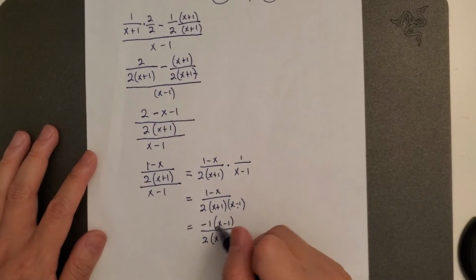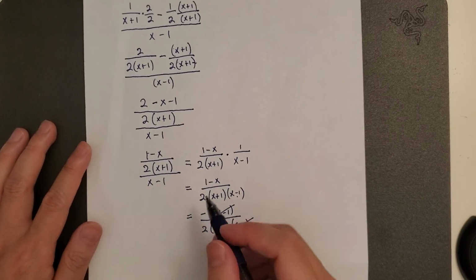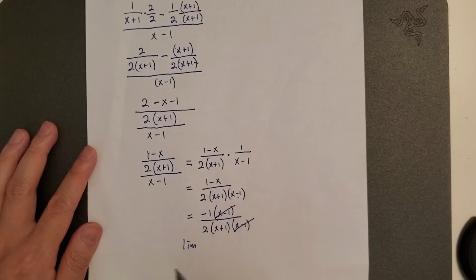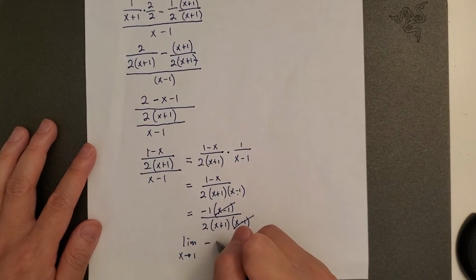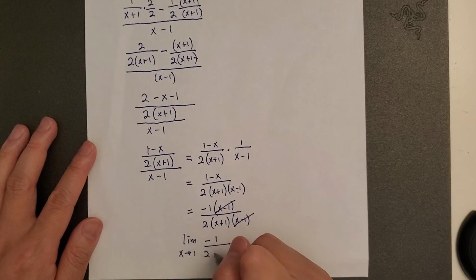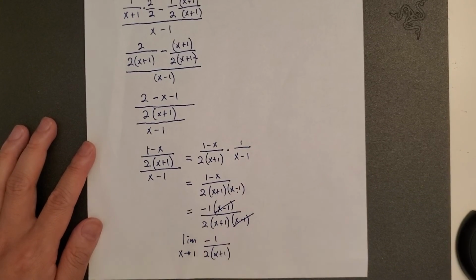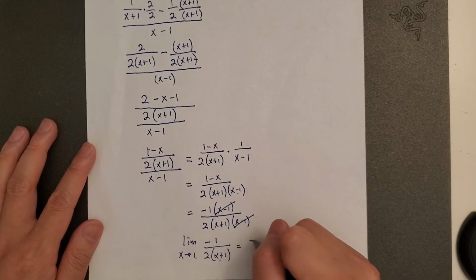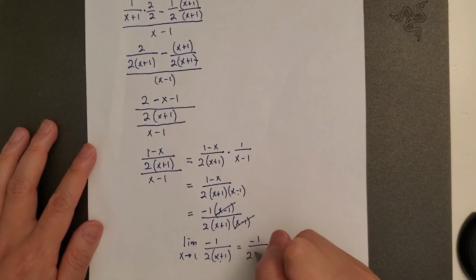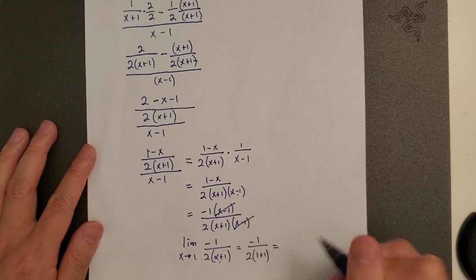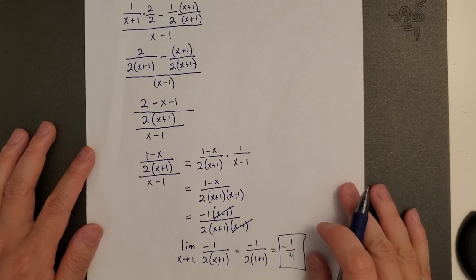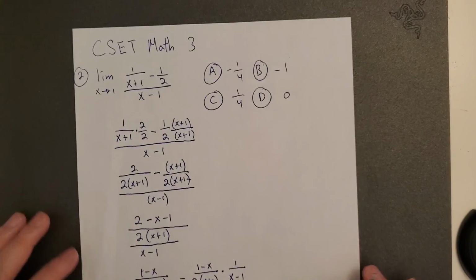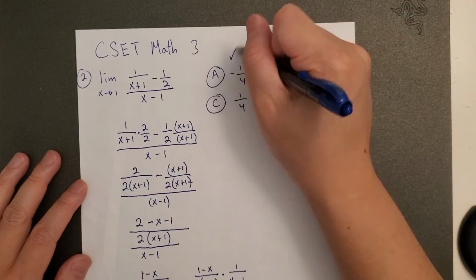Now, after our simplification here, we can bring back in our limit, x approaching 1 of negative 1 over 2 times x plus 1. And now we can just plug in our 1 here. So this becomes negative 1 over 2 times 1 plus 1, which equals negative 1/4. And we can find out, hey, we have our answer right here. Cool.